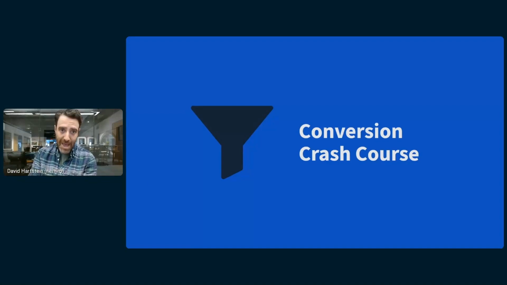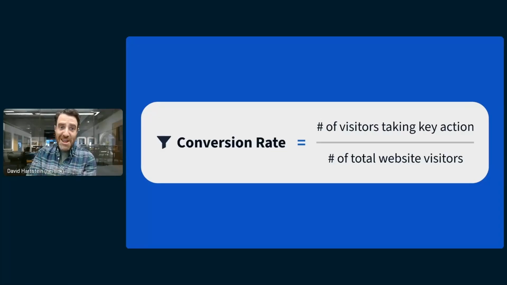And your conversion rate is just the number of visitors who convert or take a key action divided by the total number of website visitors. So it's just the percentage of visitors who are actually taking those key actions that you have identified on your site as being important. A lot of analytics tools will actually calculate your conversion rate for you automatically once you've set up what those key actions are. But the math is pretty simple.